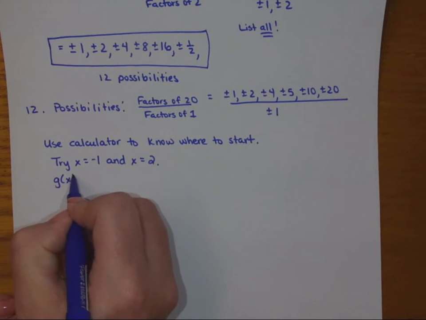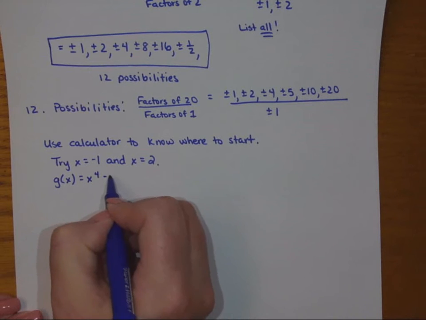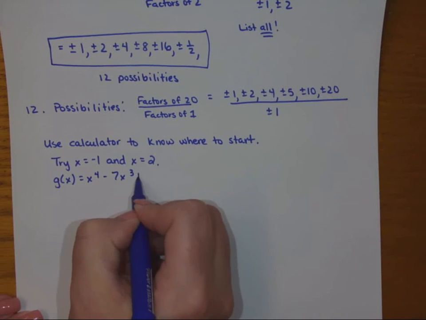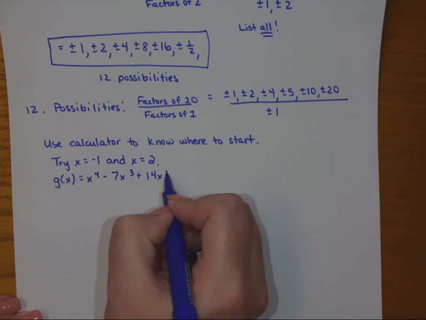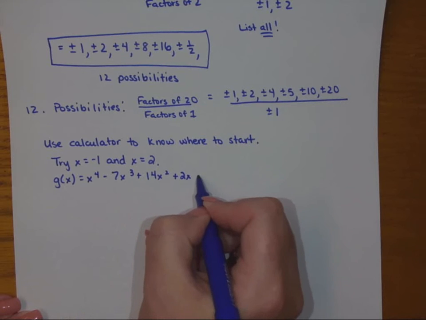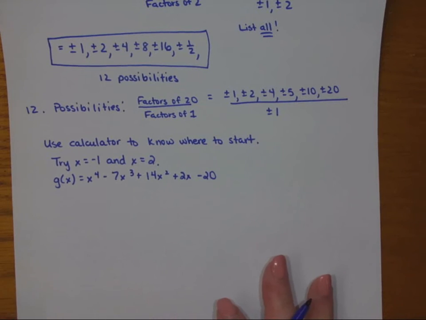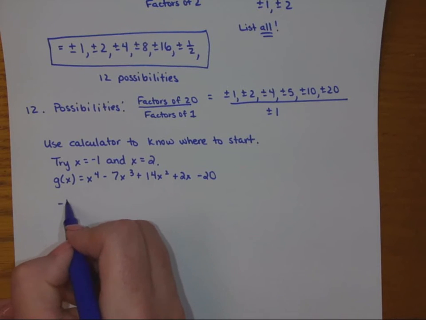So I forgot to write the function down, so let's go ahead and write it down here. X to the 4th minus 7x cubed plus 14x squared plus 2x minus 20 is the function. Okay. So let's try -1 first.